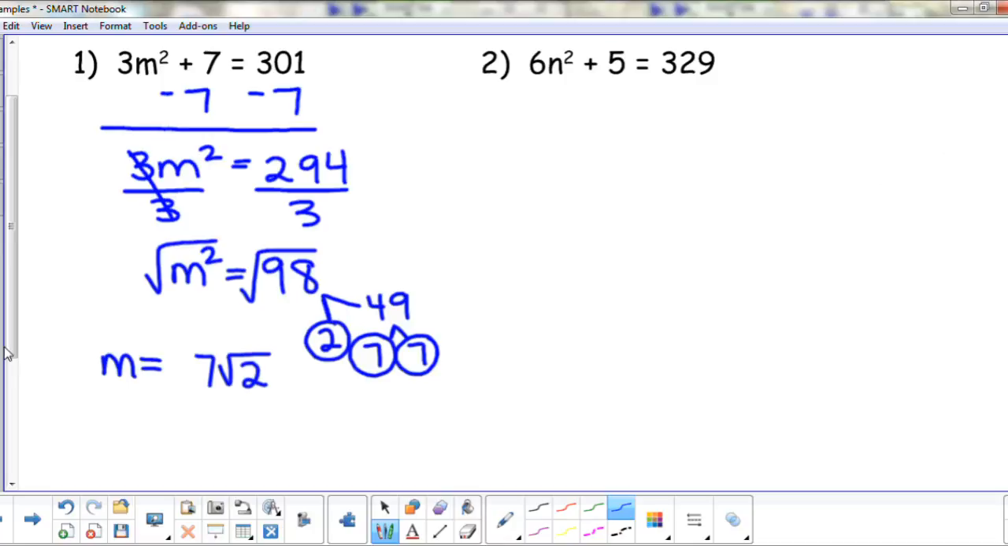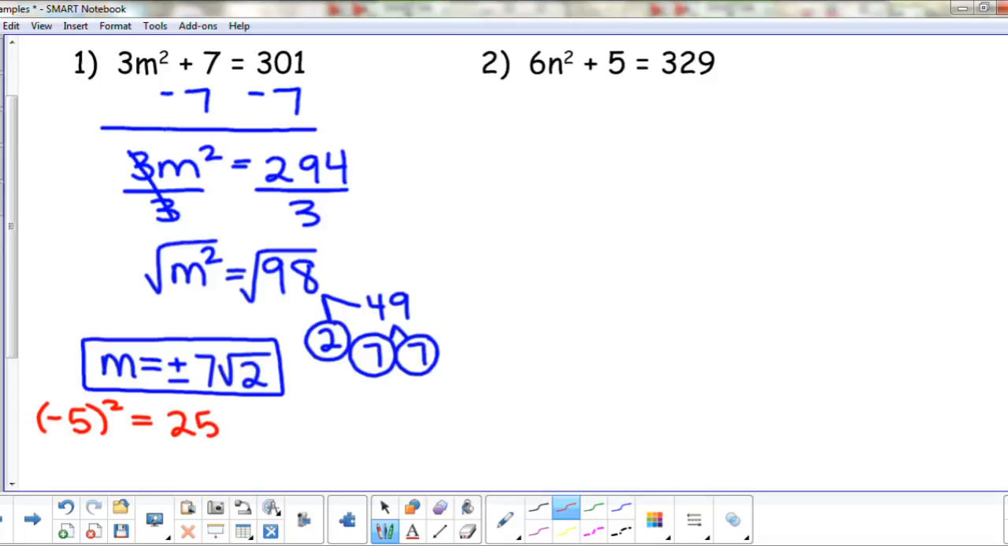Anytime that we take a square root, we have positives and we have negatives. So I'm going to put a plus minus sign in front of my 7 square roots of 2. And the reason that we do this is because if I have negative 5 squared, it gives me a positive 25. And when I have a positive 5 squared, it too gives me a positive 25. So I have a negative and a positive answer that work for both. So same thing here, I need a positive and a negative answer. So m equals plus or minus 7 square roots of 2.